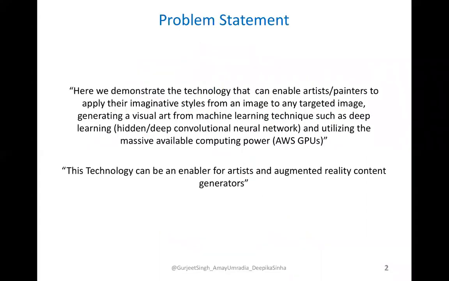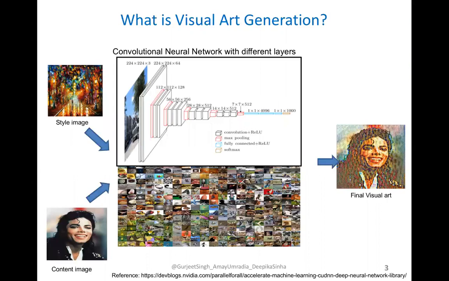So this is our problem statement: how we can enable an artist or a painter. An artist or painter can have a style image, and he can apply that style to any image to get visual art in front of the artist. So this is the main highlight of our project.